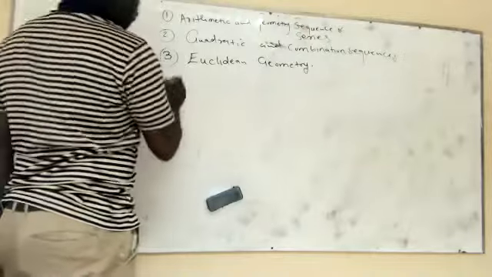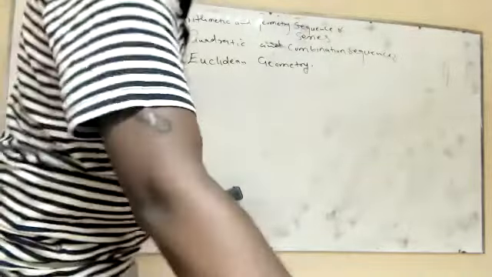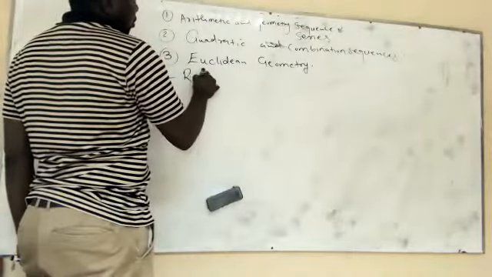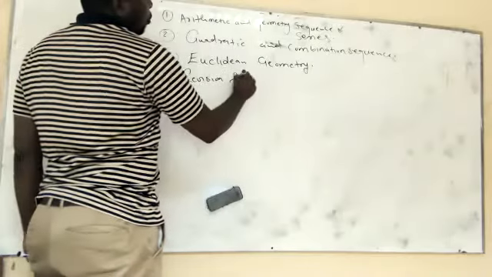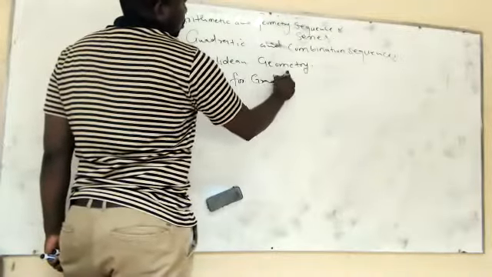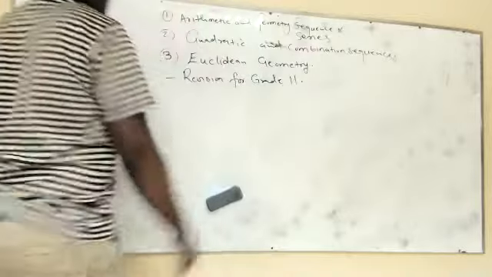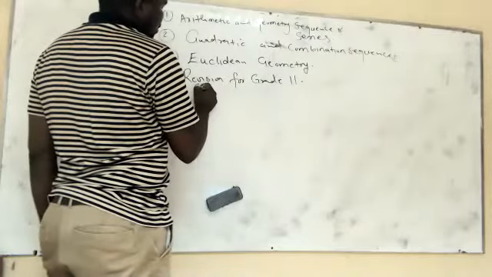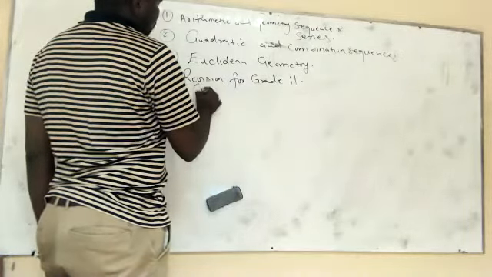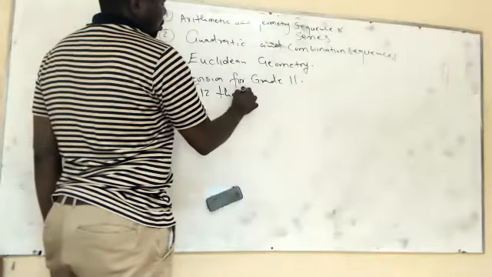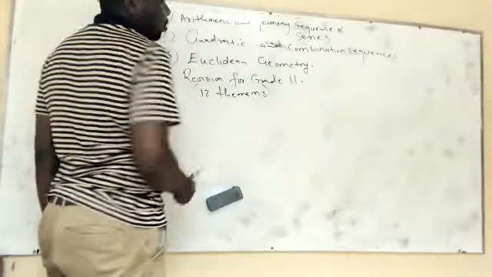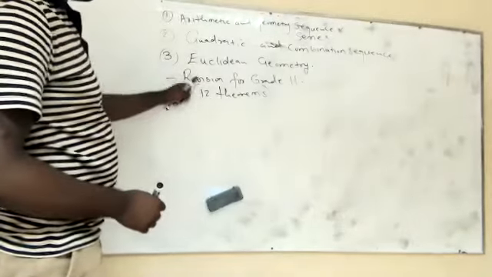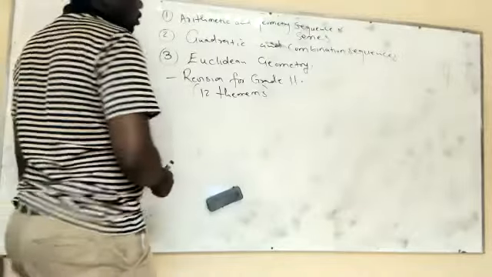So under Euclidean geometry, this is what we have covered already. So we have covered a full revision for grade 11. As I've said the last time, this revision carries 12 theorems, of which you must remember all of them. And I've done 2 proofs under Euclidean geometry.